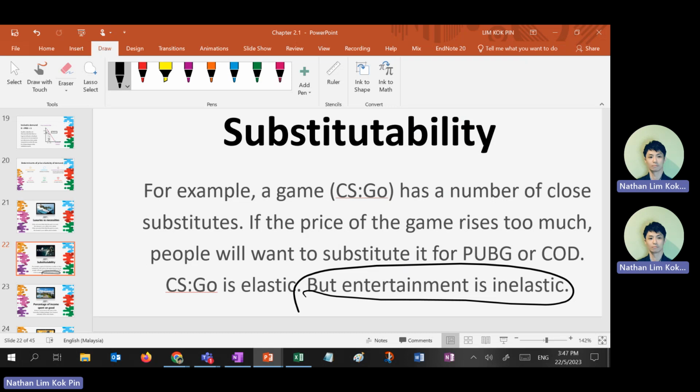Movies. What else? Karaoke, dramas, theme parks. Everything entertainment is inside there. You will not be sensitive to the price because some people will still need some entertainment in the end, right? Make sense?